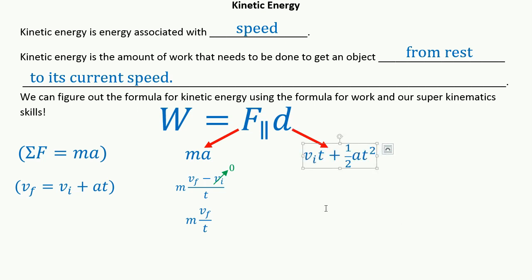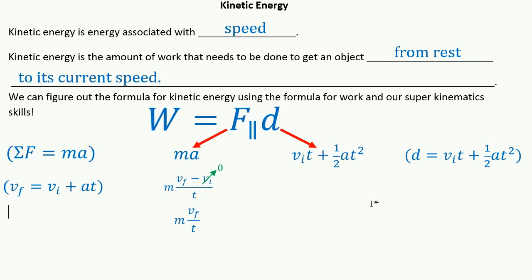For starters, I'm going to pull out one of my big three kinematic equations again. I'm going to rewrite that distance as VIT plus 1/2 AT squared. That might sound a bit familiar. That's our second equation from the big three, D equals VIT plus 1/2 AT squared. Then, just like I did over here, where I replace this A with VF minus VI divided by T, I'm going to do the same over here with this A.